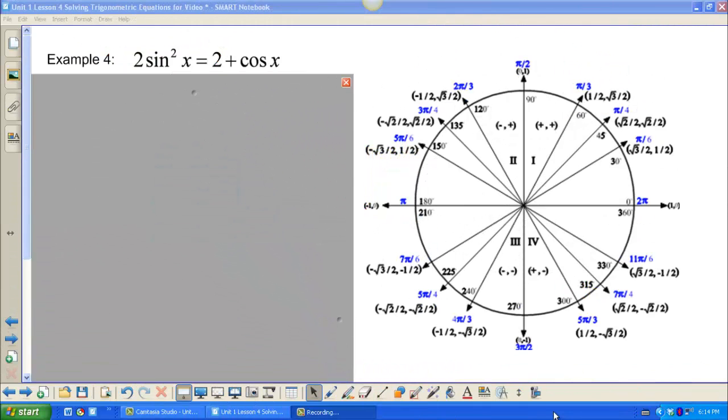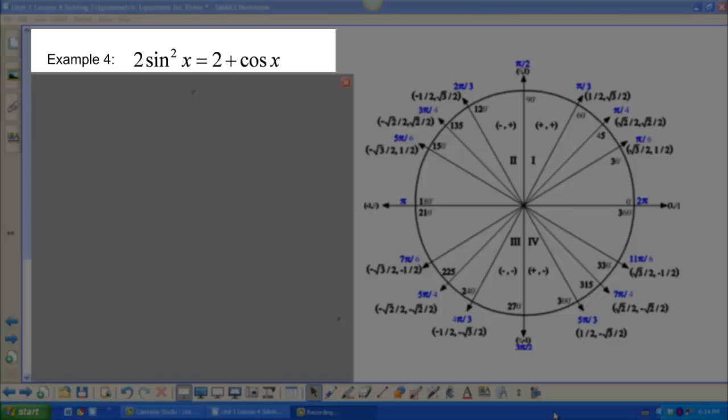And here we are. We are at example 4. The reason I'm presenting this problem is to show you how you can rewrite an equation in single trig form, and we'll also do some simple factoring. So I see 2 sine squared x equals 2 plus cosine x. Here's what's bugging me. I see a sine squared x, I see a cosine. First of all, they're not the same powers, and furthermore, they are not the same trig function.